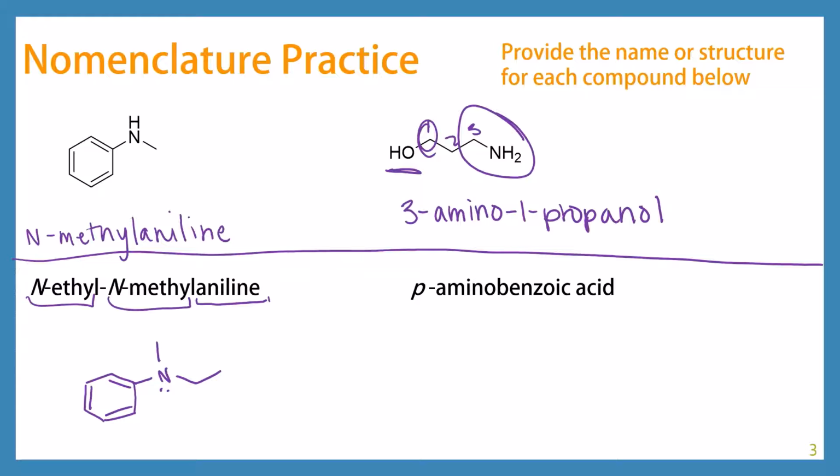The next one says p-aminobenzoic acid. So benzoic acid is the bulk of my structure. And then I have an amino group in the para position. So p-aminobenzoic acid. You can also call it 4-aminobenzoic acid.